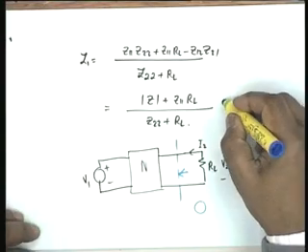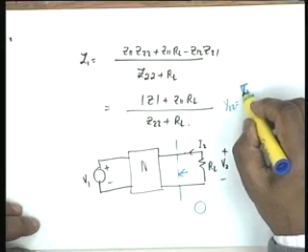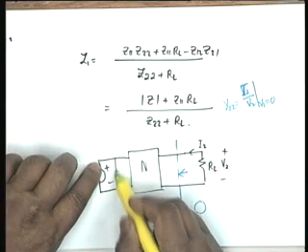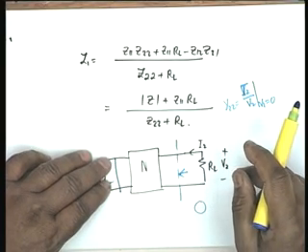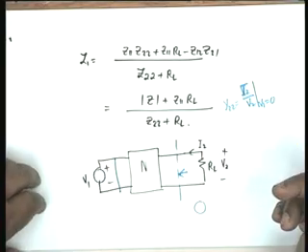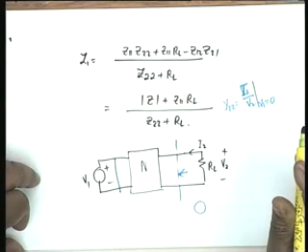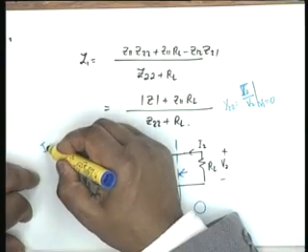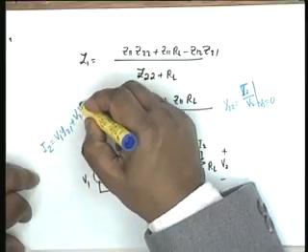Is it okay? No, it's not clear. Okay, what is Y22? Y22 is equal to I2 by V2 with V1 equal to 0. So if V1 equal to 0, if this is shorted, then the admittance looking here must be exactly Y22. And therefore the Thevenin impedance would be 1 by Y22. Nothing else. Why? Because I2 equal to V1 Y21 plus V2 Y22, right?